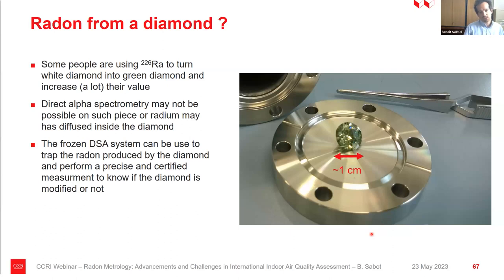And so what we did is that we placed the diamond under vacuum, we pumped on it, we kept it 20 days in the vacuum, and then we forced the possible radon that is produced by the diamond inside the chamber. And successfully, this diamond was a real green one, so we haven't found radon, but on a smaller one, we found a very high activity of radon. So sometimes you can also use standards to do some kind of fingerprinting and not only radon measurements.